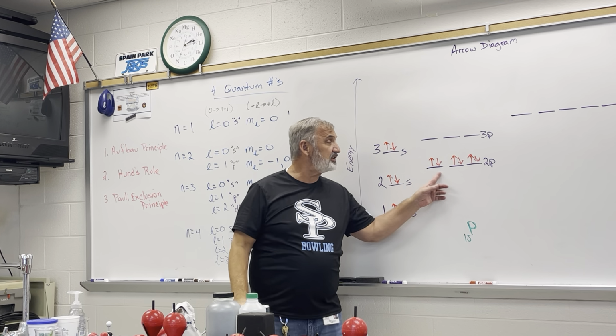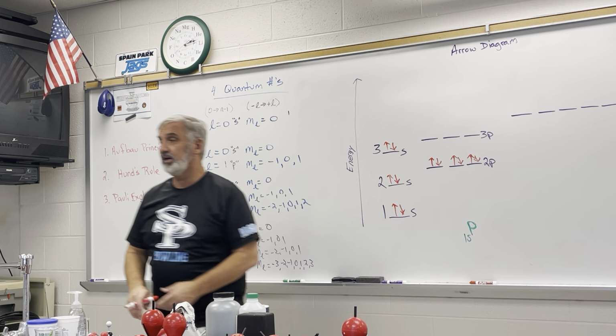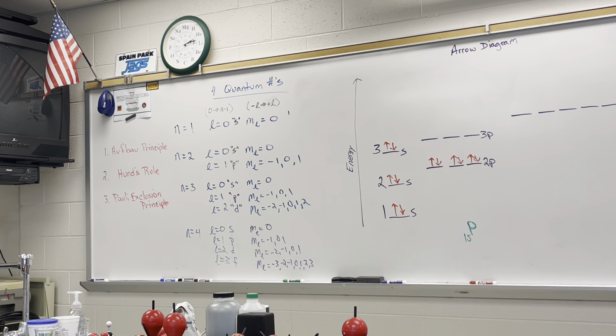Now, how many electrons total can be in the P sublevel? 6. How many columns are there over here? 1, 2, 3, 4, 5, 6. How many electrons can be in a D sublevel? 10. There's 5 orbitals, so you can have how many electrons? 10. 1, 2, 3, 4, 5, 6, 7, 8, 9, 10. How many electrons can be in the F sublevel? There's 7 orbitals, 14. 1, 2, 3, 4, 5, 6, 7, 8, 9, 10, 11, 12, 13, 14.